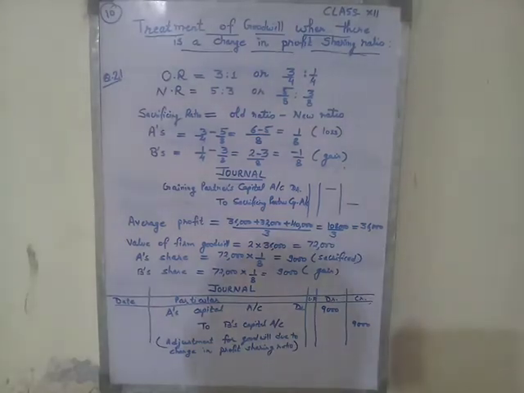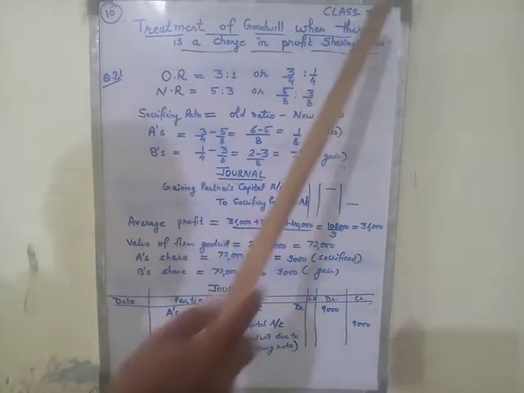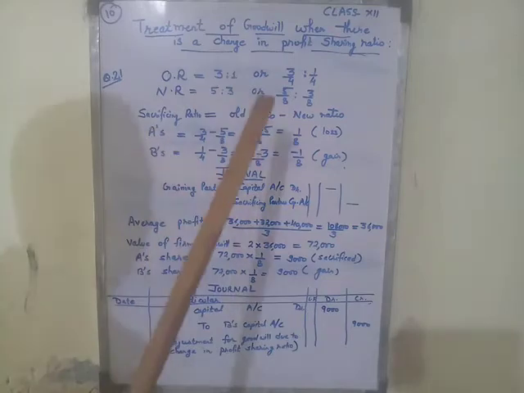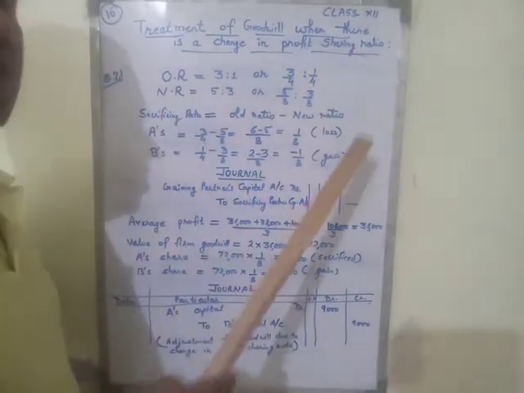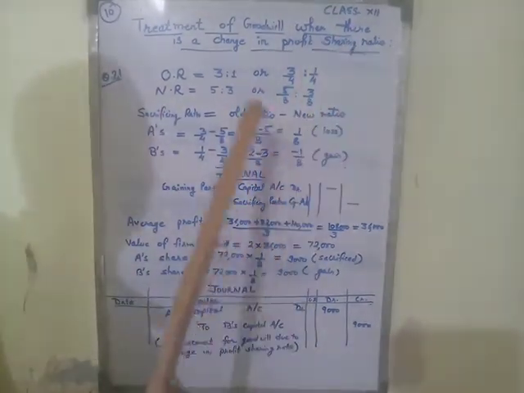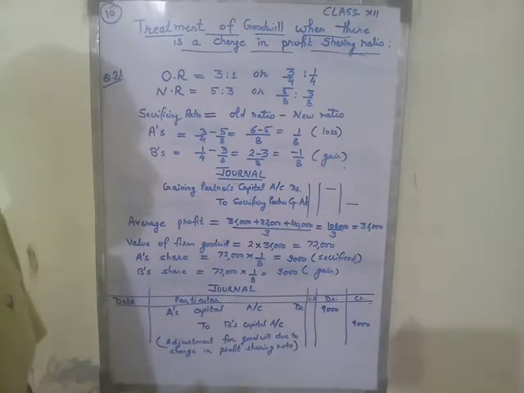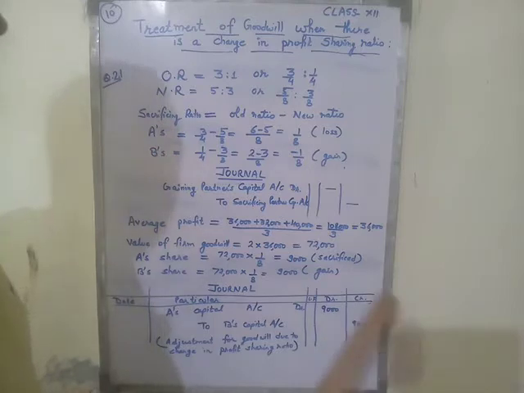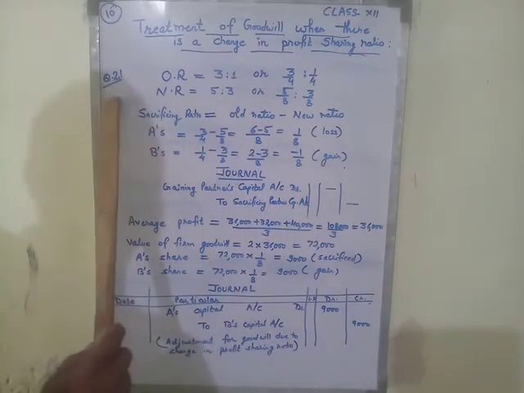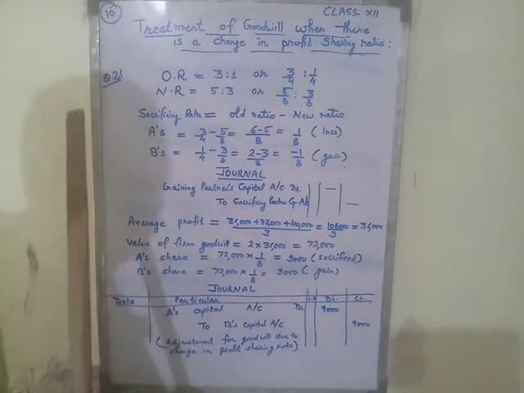This is the 10th video of chapter 2, class 12: the treatment of goodwill when there is a change in the profit sharing ratio. When there is a change in the profit sharing ratio, there is an adjustment entry of goodwill. So we start with question number 21 of the DK Goyal book.